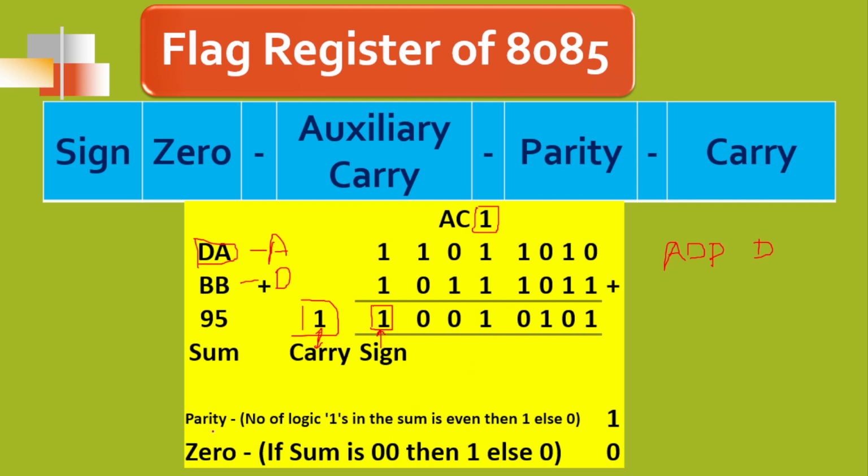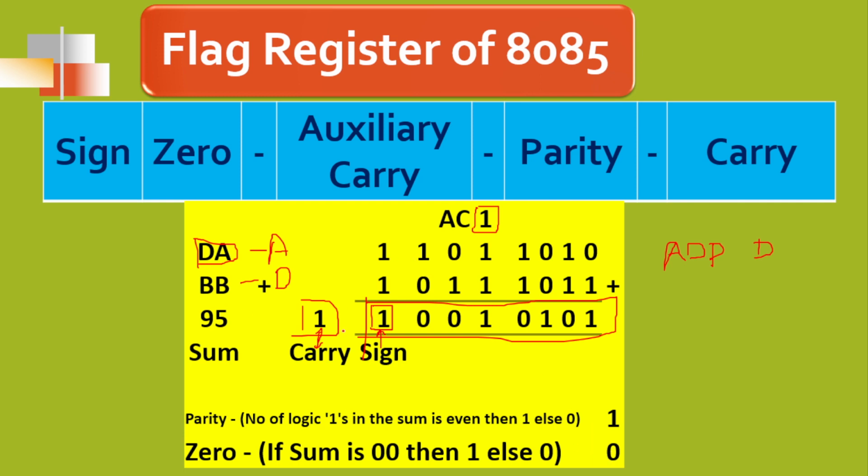Then we have parity. Parity means the number of logic 1s present in the sum value alone. In the sum we have even parity. This device is an even parity device. So if the number of logic 1s is even, the bit will be 1, else it is 0. In this case it is an even number of 1s, so the parity flag will be set to 1. Zero flag: if the entire sum, all 8 bits, are 0, then only the flag will be set to 1, else it will be 0. In this case we have some value, so the zero flag is 0 here.